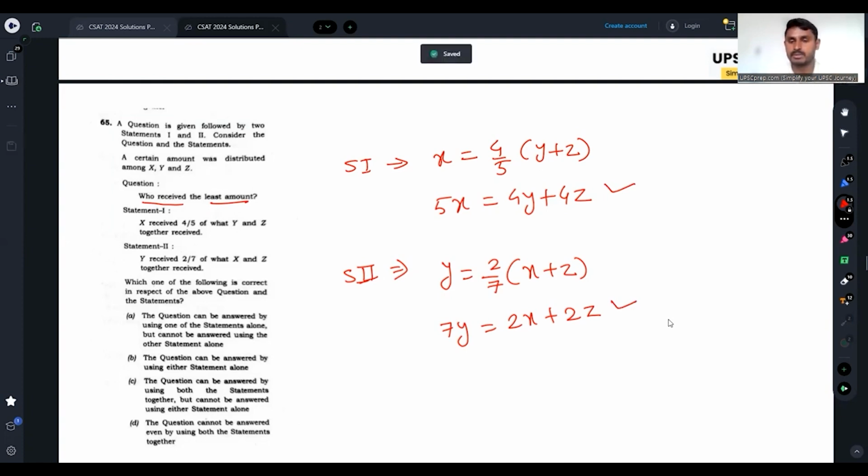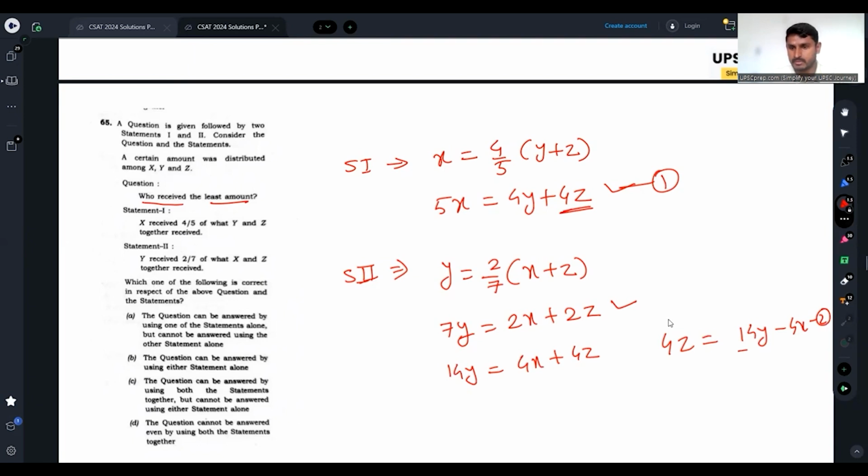Now let's try to use both statements together and answer the question. So let's see now. Let's see if I multiply this statement by 2. So this will be 14y equal to 4x plus 4z. So 4z can be written as 14y minus 4x. Let's say this is equation 1 and this is equation 2. So I will try to replace this 4z with 14y minus 4x. So we will get the relation between x and y.